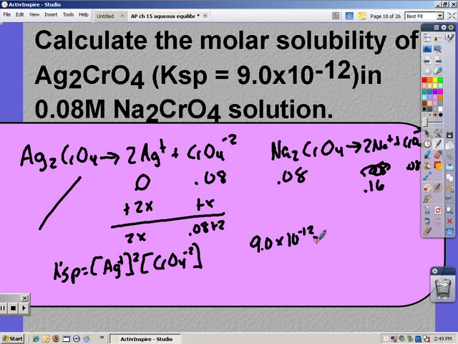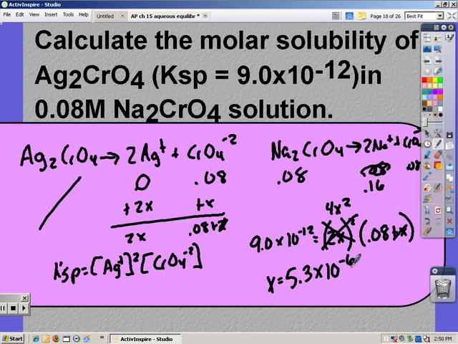Plug in the values into KSP. You can ignore the plus X because KSP is so small. You get 4x squared there times 0.08. So solving for x, you get 5.3 times 10 to the negative 6th. And that's molarity, or moles per liter.